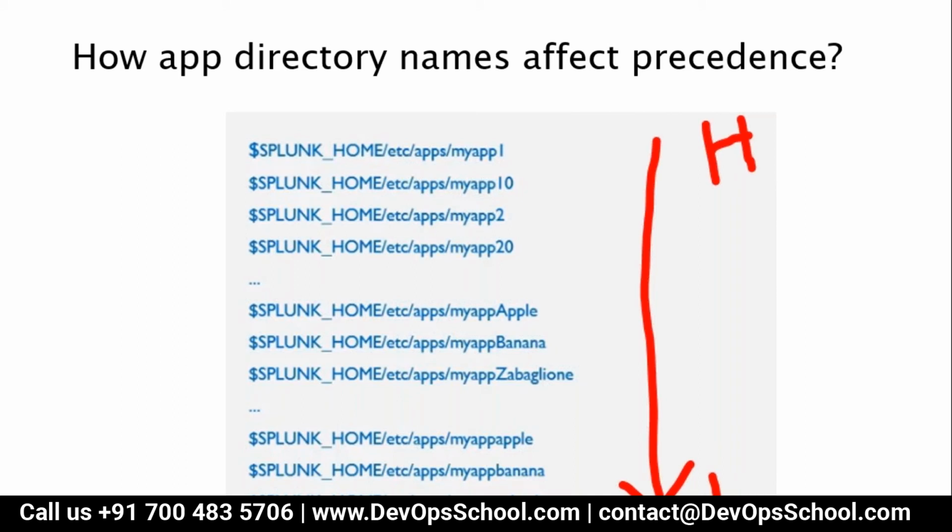Now, so in short, if you have this app directory, you see here, my app has more priority than my Apple, or my Apple in the etc app. So this way you can see the lower and higher. Okay, so now this is the configuration file.